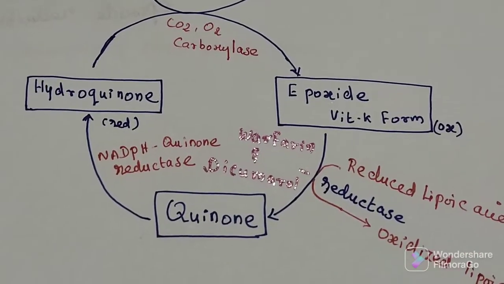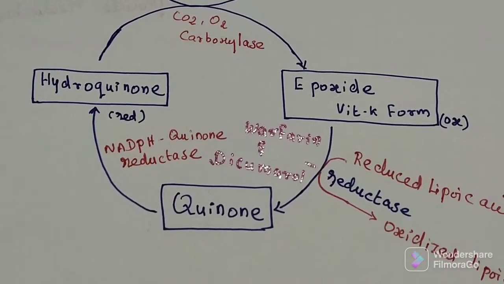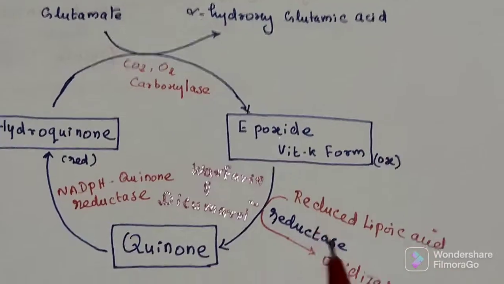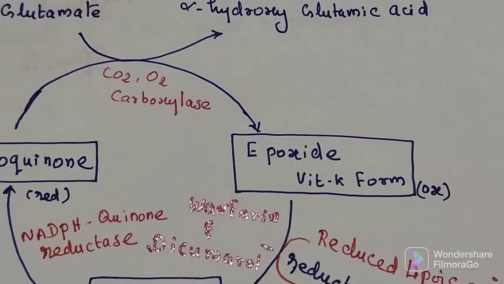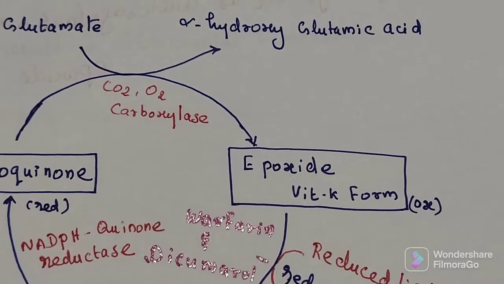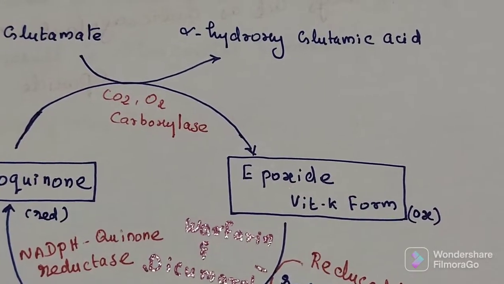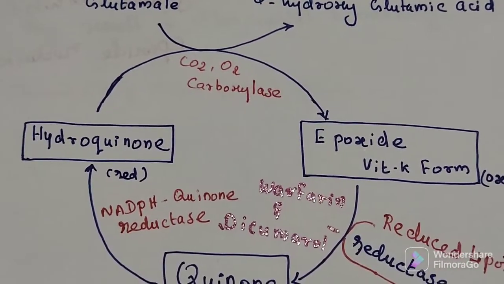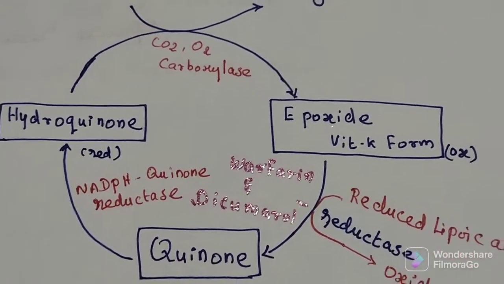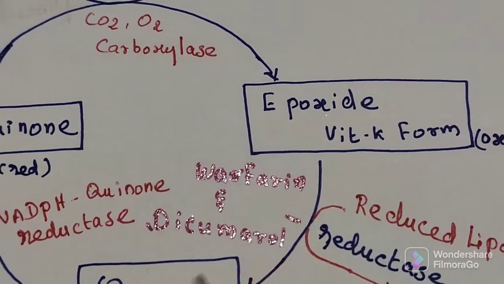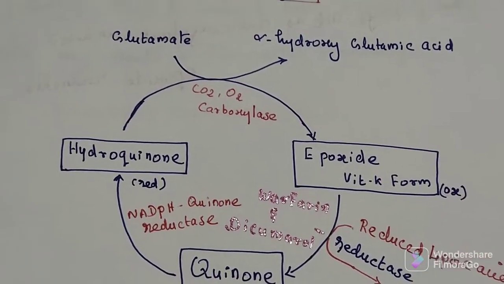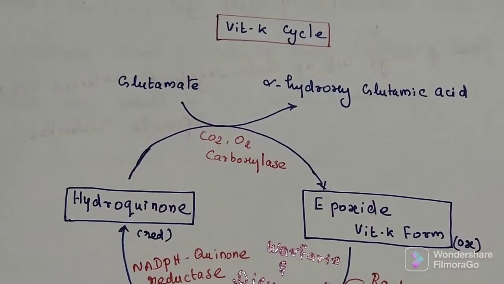So what is the significance of this cycle? Vitamin K epoxide reductase is inhibited by two anticoagulants, or vitamin K antagonists, that are warfarin and dicumarol. Warfarin and dicumarol are competitive inhibitors. These two drugs act as anticoagulants and inhibit vitamin K epoxide reductase.